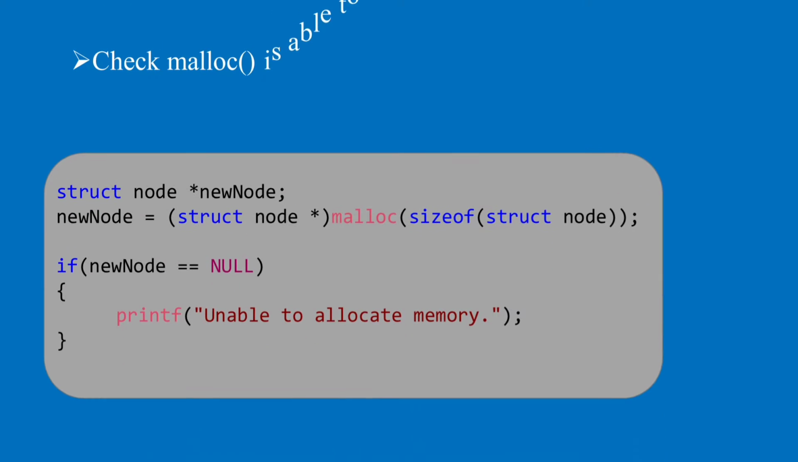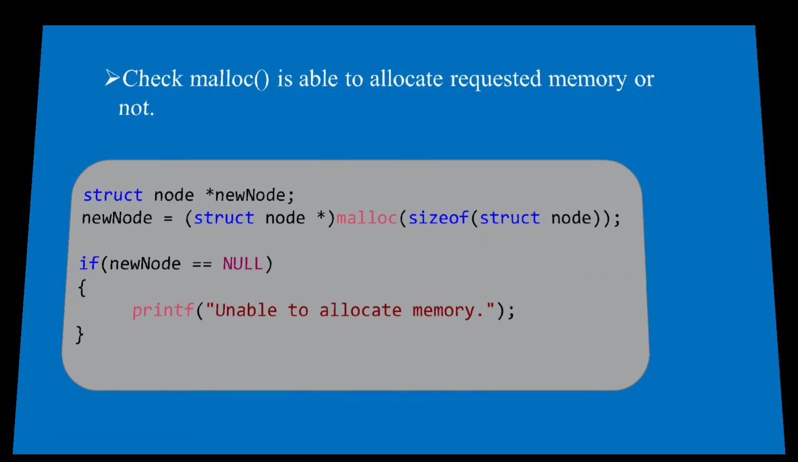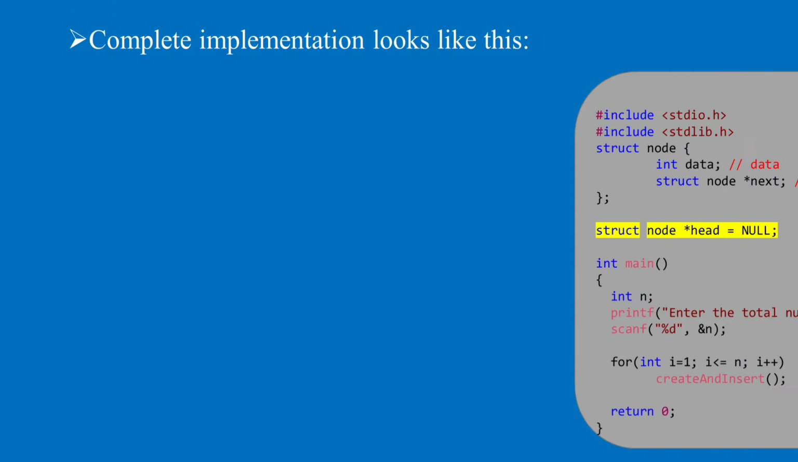Check whether malloc is able to allocate the requested memory or not. If malloc fails to allocate the requested memory, it returns null. So, we need to check whether the requested memory was allocated or not. Compare if new node is null or not. If new node is null, it means it was unable to allocate the memory. Now, the complete implementation looks like this.